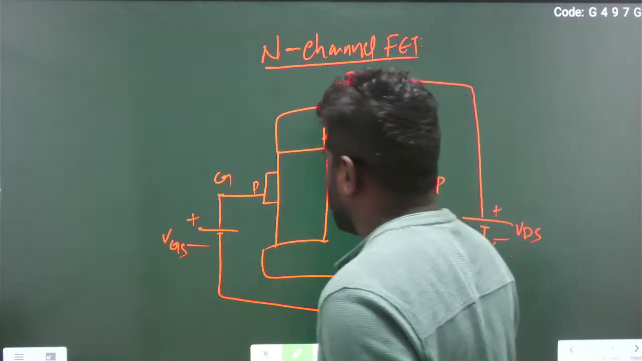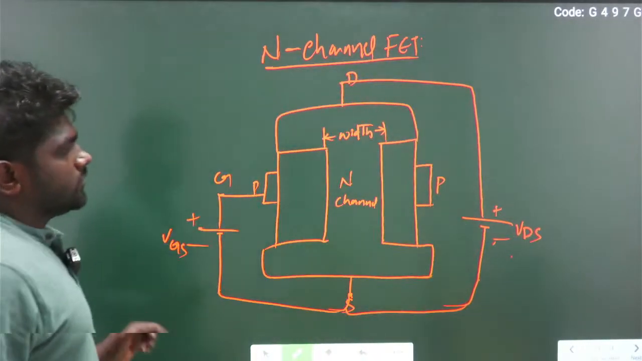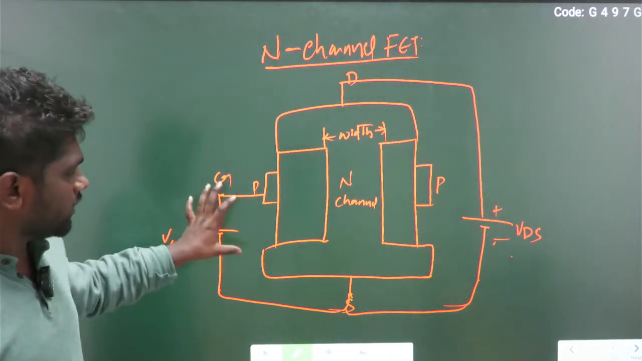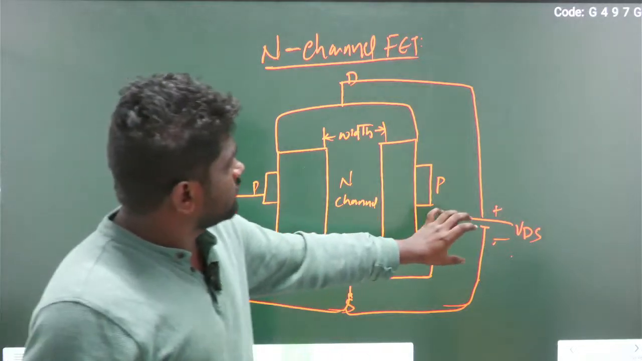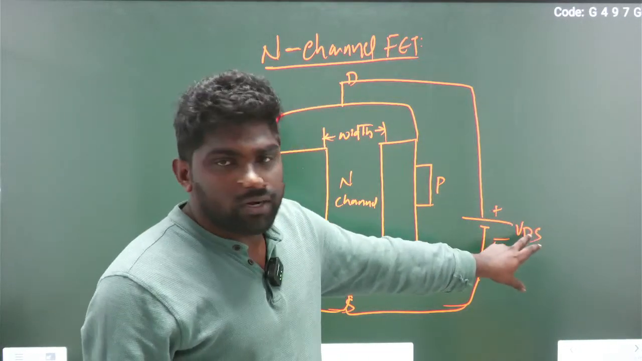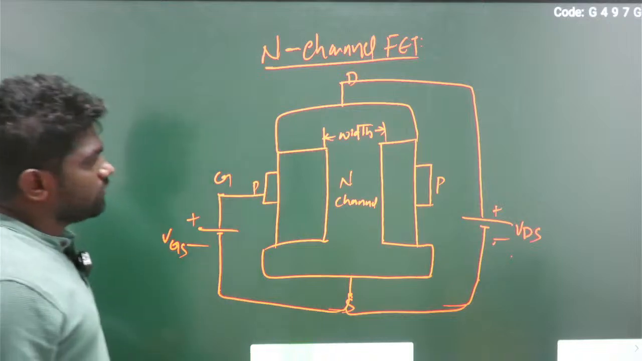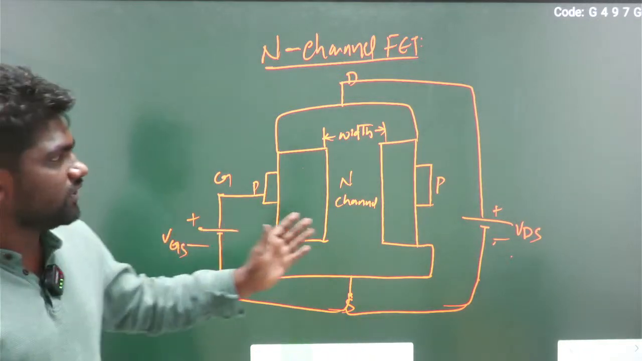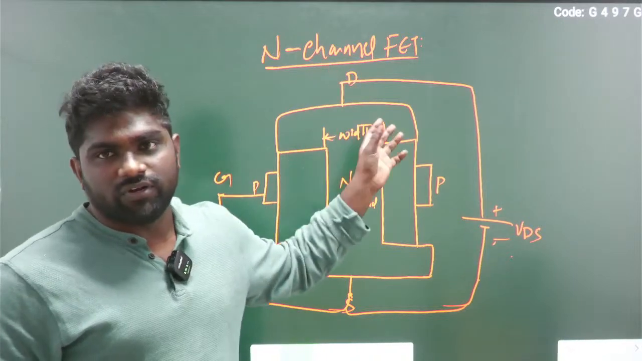So VGS is nothing but the input voltage applied between gate and source. This is the output voltage applied between drain and source. So I am taking different voltages of VGS and VDS. Now we will see how the N channel FET will work.